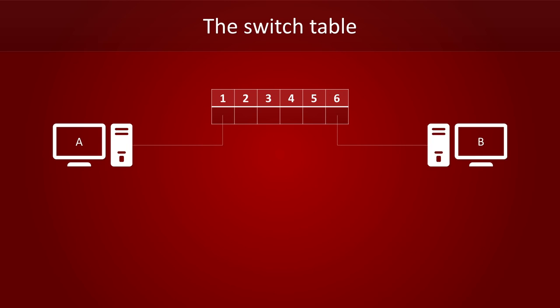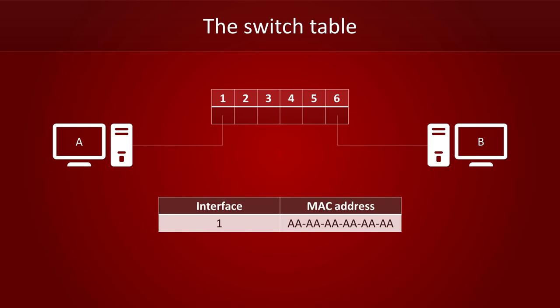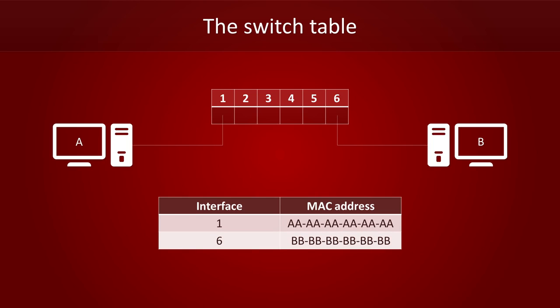Each network card has a unique address that switches can use to identify a computer. They're called MAC addresses. They're not only used for Ethernet connections, Wi-Fi uses it too. If computer A has a MAC address of 6 times AA, then the switch will know that the computer with that MAC address can be reached on interface 1. In addition, we know that computer B, which has a MAC address of 6 times BB, can be found on interface 6. All this information will go into the switch table.